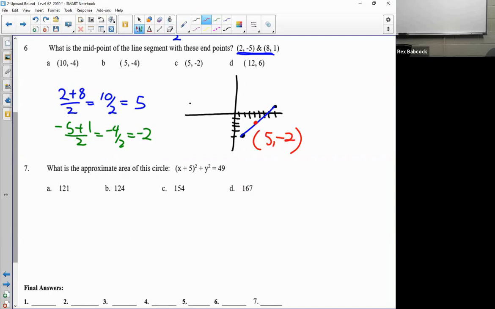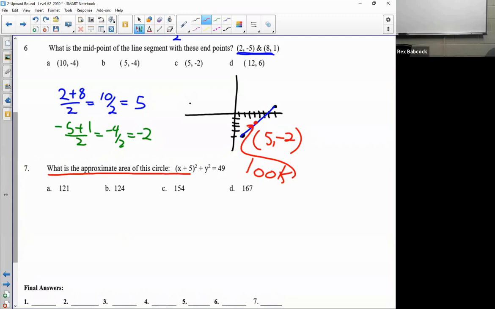Is answer 5, negative 2? We agree? Nobody agrees with 5, negative 2. Did I do it wrong? It looks right. I agree. And you just add, divide by 2, add, divide by 2. And that looks like 5, negative 2. Everybody do the last one.